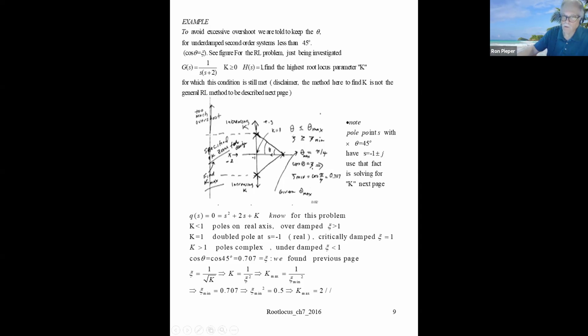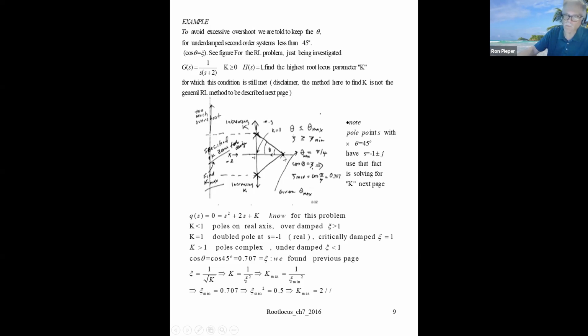Now we can use our formula from the previous page, which relates the damping factor to the root locus constant, and solve for the root locus constant, which in general looks like this. But since we're dealing with the minimum, that would give us the maximum of the root locus parameter, which is what we want. Since our minimum is 0.707, squaring the damping factor gives 0.5, and then plugging it in would give us the maximum value for the root locus parameter.